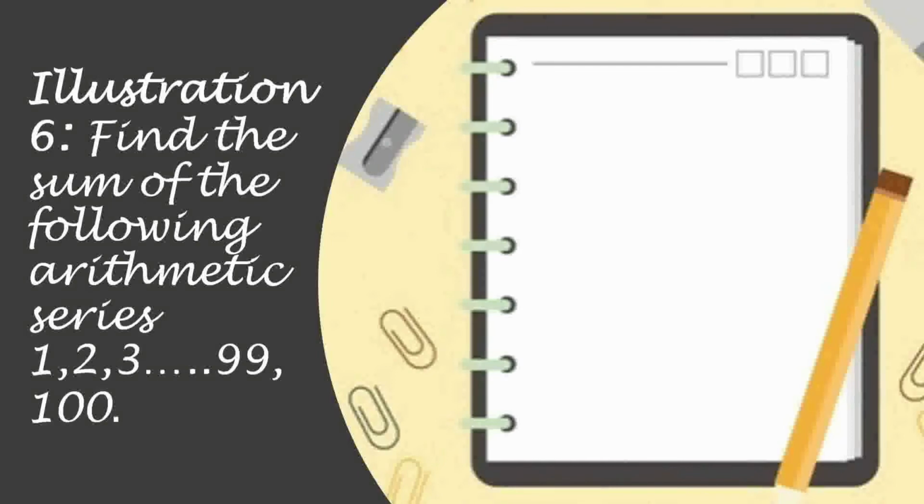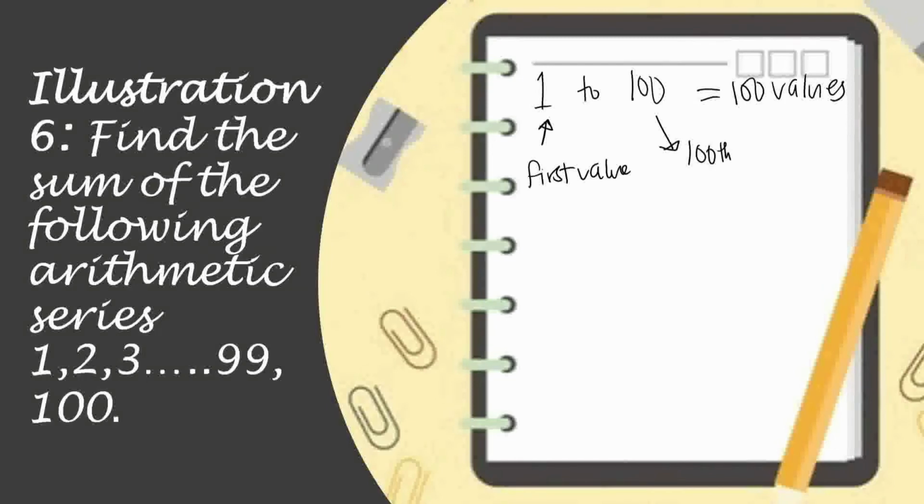For example number 6, find the sum of the following arithmetic series from 1 to 3 to 100. So, dito meron tayong 100 values from 1 to 100. Total of 100 values. So, ito yung first value. Ito yung pang 100 na value. So, ito rin yung magiging n natin.